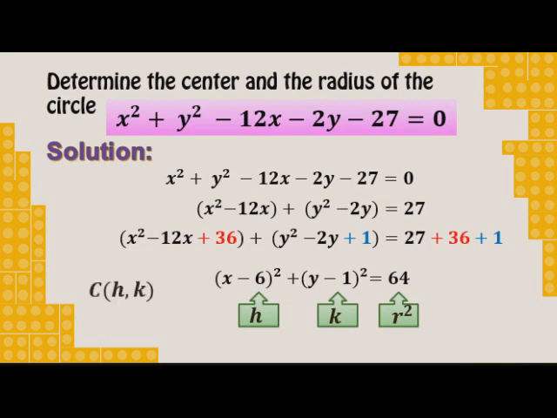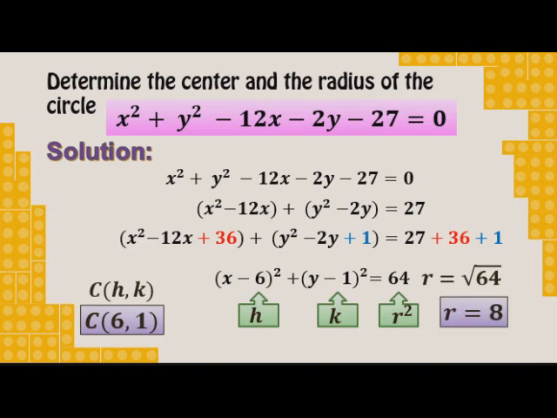Then we can now find our h, which is the opposite of negative 6, our k, which is the opposite of negative 1, and our r square is equal to 64. So therefore, r is equal to the square root of 64, which is equal to 8. I hope you got it. You know already how to find the center and radius of the circle if the equation is in general form. Is there a simpler way how to do it?